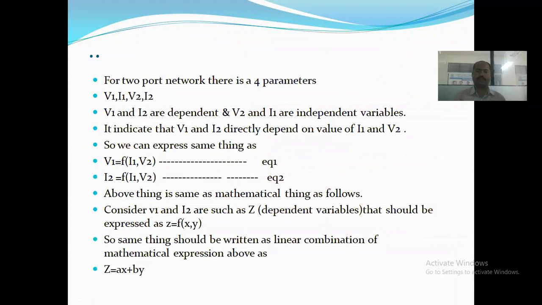Now see, we know that for any two-port network we have four things. V1 is the voltage across the transistor input, I1 is the current flowing through the input port. At the output, we have the output voltage V2 and the current across it, I2.